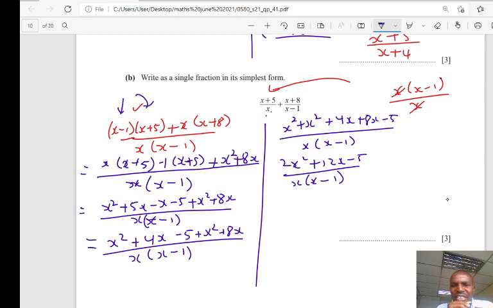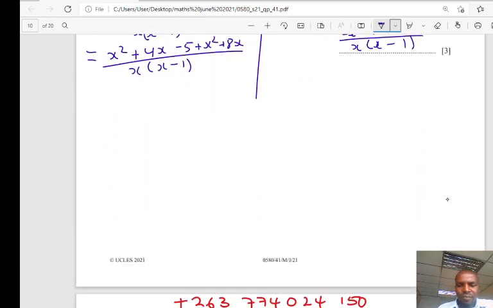Right, then that one, can it be factorized? 2x squared times minus 5, you get minus 10x squared. Two numbers multiply, they give you 10. Add or subtract, they give you 12. No, there are no numbers. So this one will be your final answer. Done.